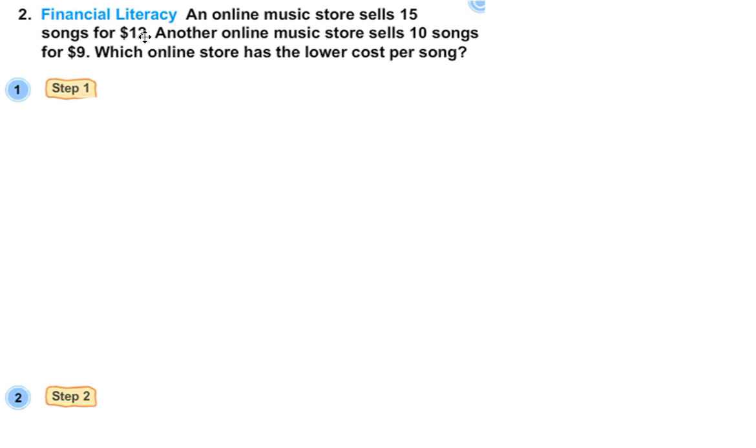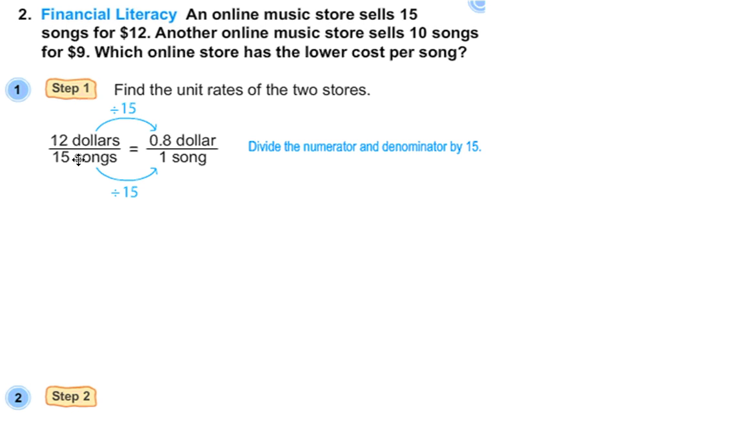So my first example: an online music store sells 15 songs for $12. Another online music store sells 10 songs for $9. Which online store has a lower cost per song? Our first step is to find the unit rates for the 2 different stores. So we have $12 for 15 songs. Again, we're going to divide by the denominator number, so 15 is being divided for numerator and denominator. So this means $0.80, or you can just say 80 cents. And so for 15 songs, the unit rate is 80 cents per song.